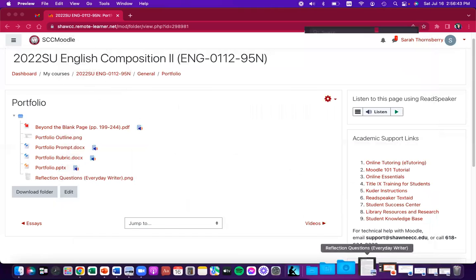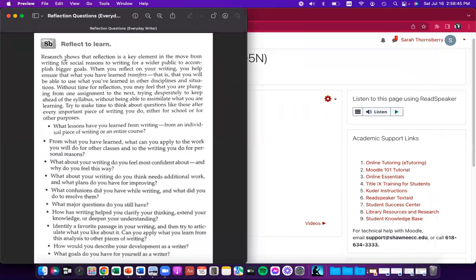2 more things I want to show you. These are the questions that you'll be doing for pre-writing. How would you describe your development as a writer down here? I mean, that's essentially the thesis of your essay. So if you would like to write about this question, that's the thesis of your whole paper.